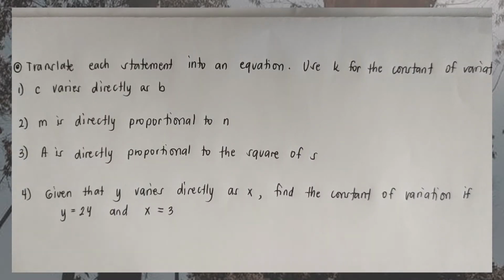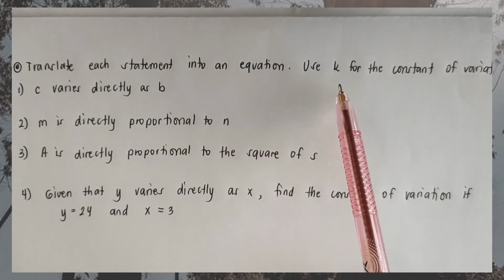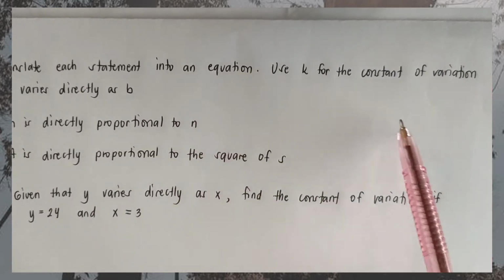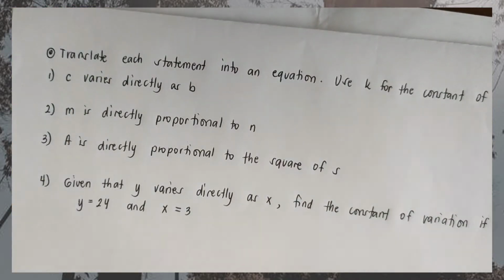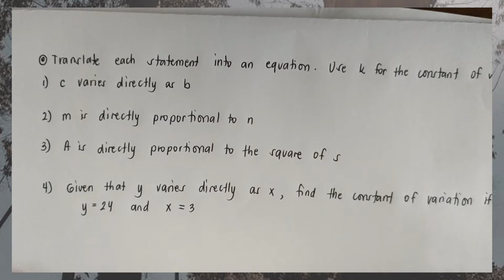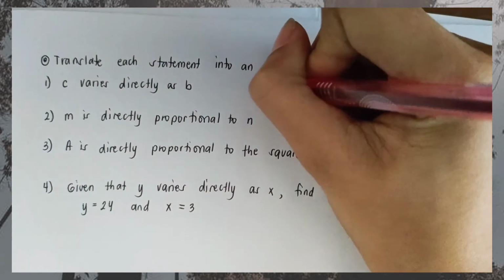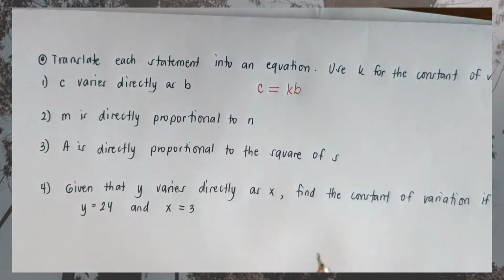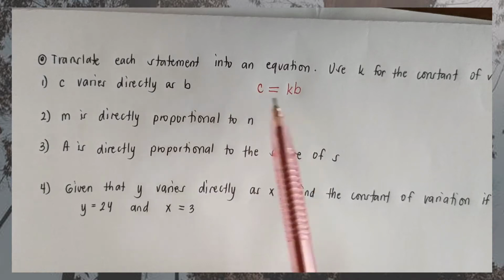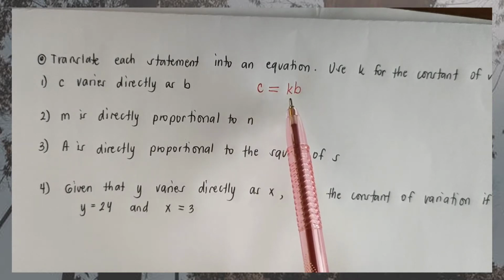Next, let us translate each statement into an equation. Use k for the constant of variation. So let us answer number 1. C varies directly as B. This will now be the equation: C is equal to kB. K here is our constant of variation.